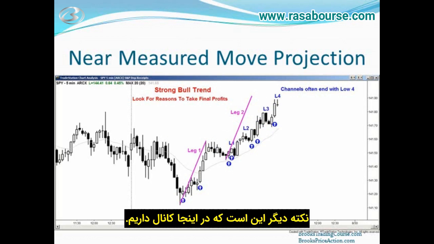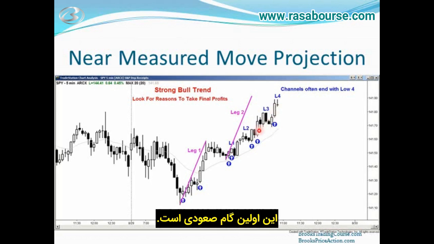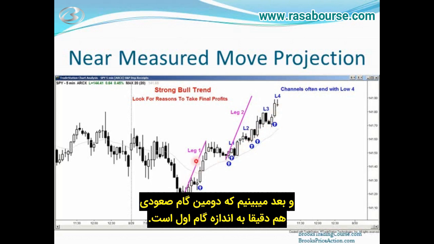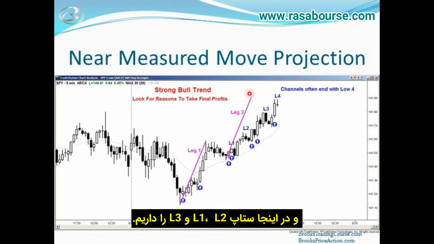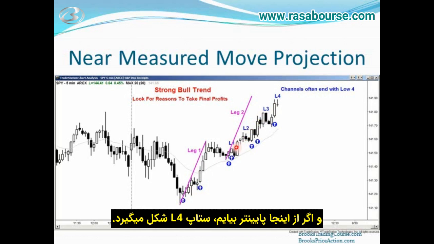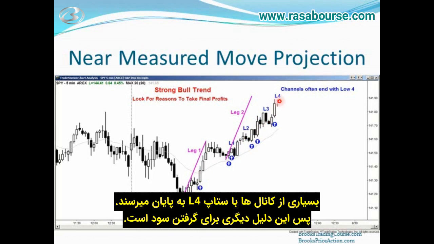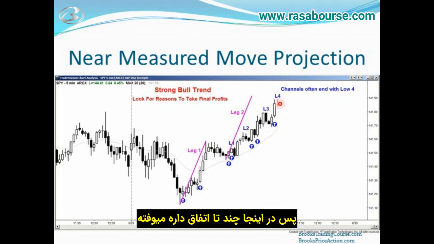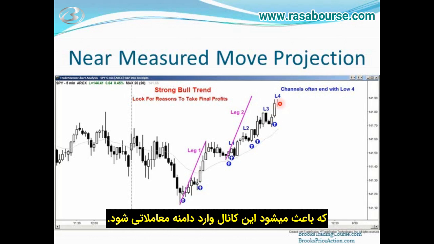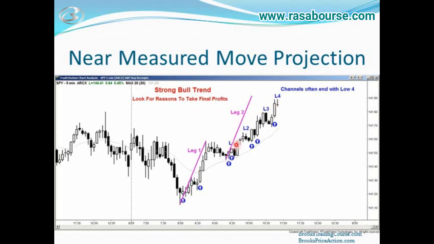Another thing, it's a channel, but look what we have in the channel. First of all, leg 1, if you project up, we're right around a leg 2 move, and we've had a low 1, a low 2, a low 3, and if it goes below here, then we have a low 4. Many channels end with low 4s, so another reason why bulls should be thinking about taking profits. So we have several things going on here that could lead to a transition from a channel phase into a trading range phase.